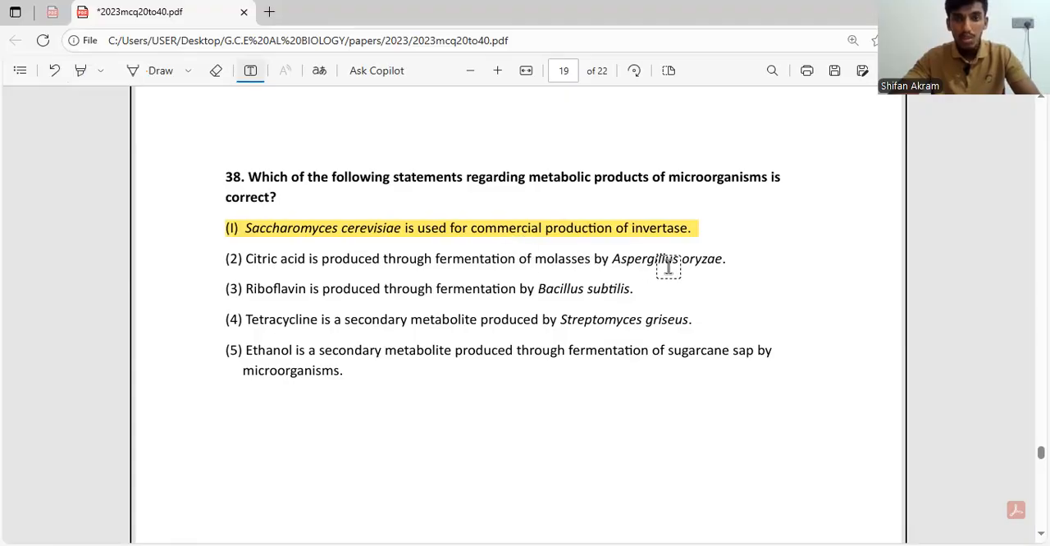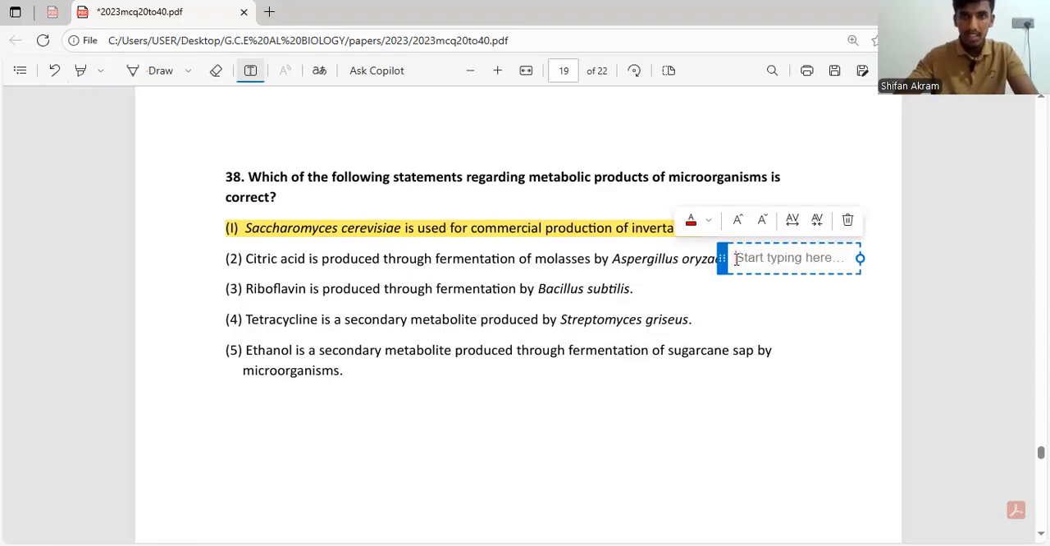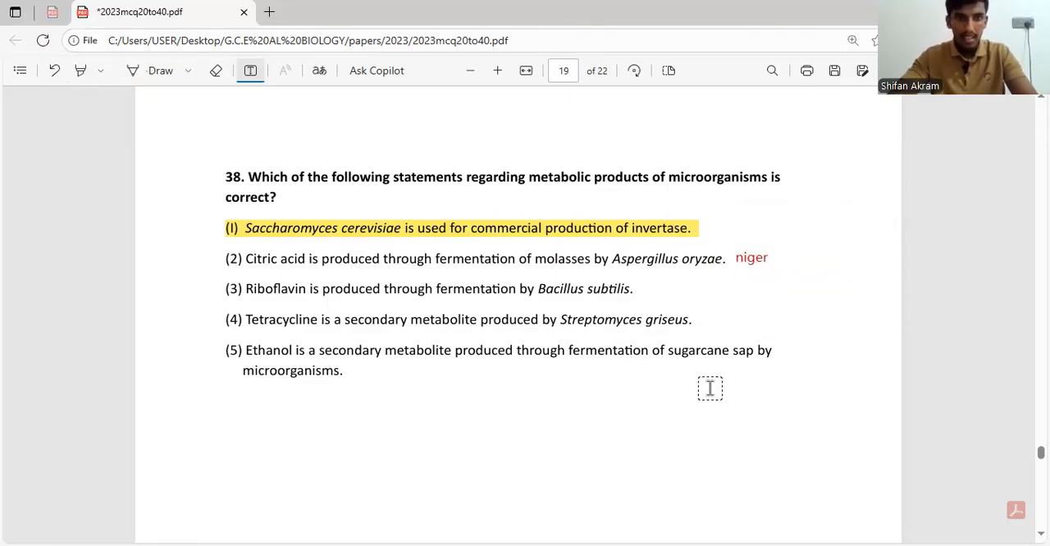Second statement, they are saying citric acid is produced through fermentation of molasses by Aspergillus oryzae. So we know fermentation of molasses means fermentation of sucrose. Right? There's no Aspergillus oryzae, but citric acid is produced through Aspergillus niger, right? Not oryzae, it's Aspergillus niger. Okay, then that statement is wrong.